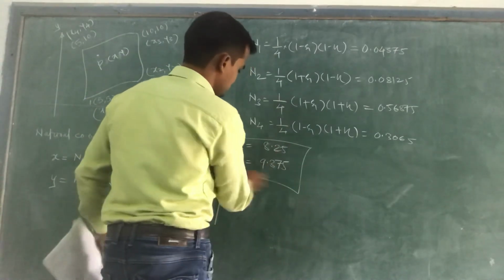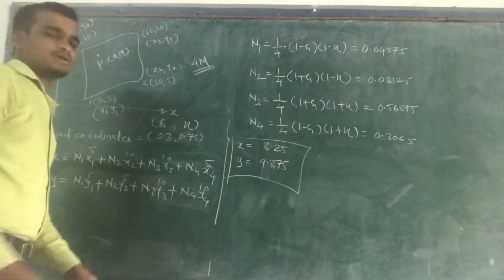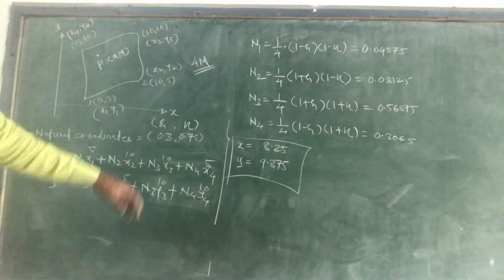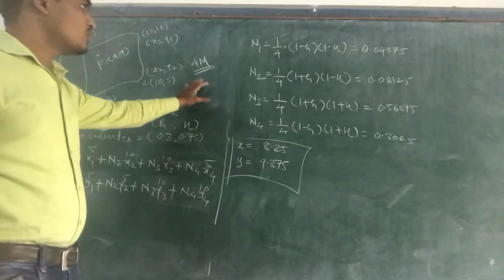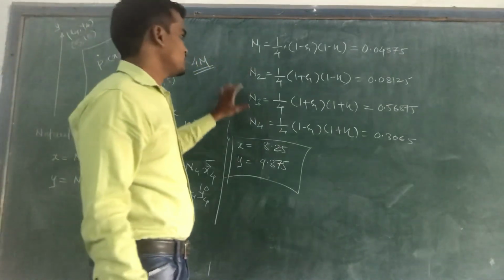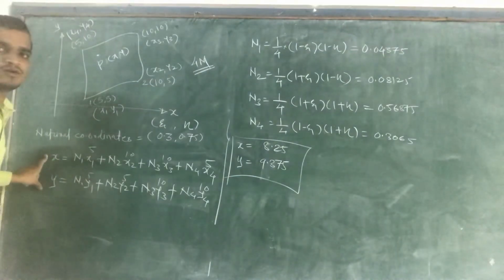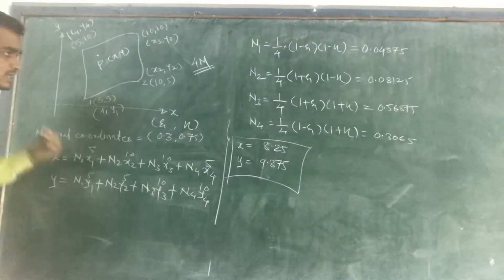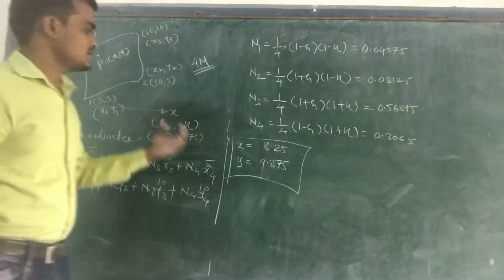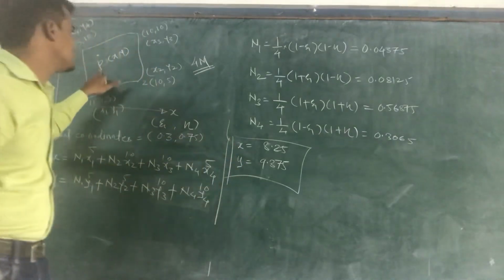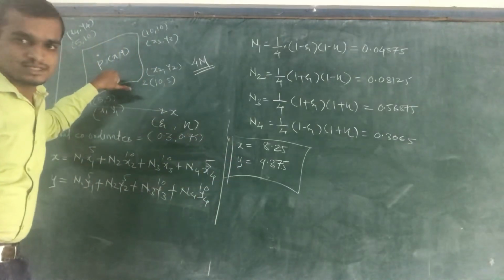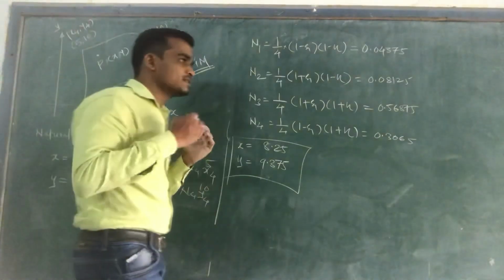This is actually a very simple example. Such types of examples are asked for 4 marks. You only need to remember the N1, N2, N3, N4 values and these two formulas for the x and y coordinates. In this way you can find out the x and y coordinates for this point P within this element. So this is about your first type.